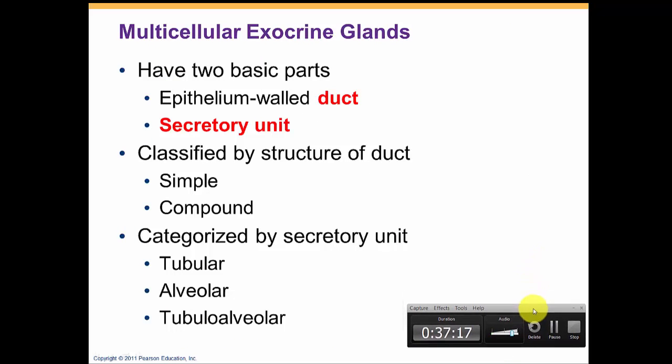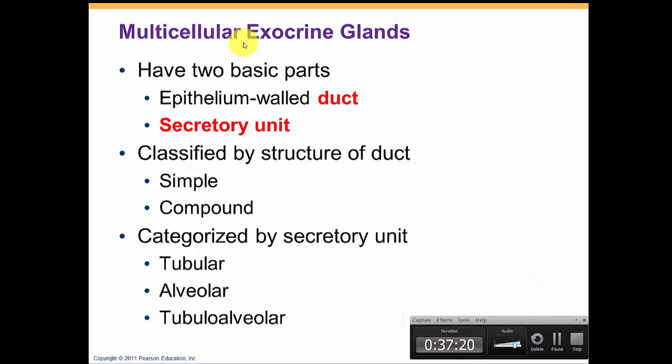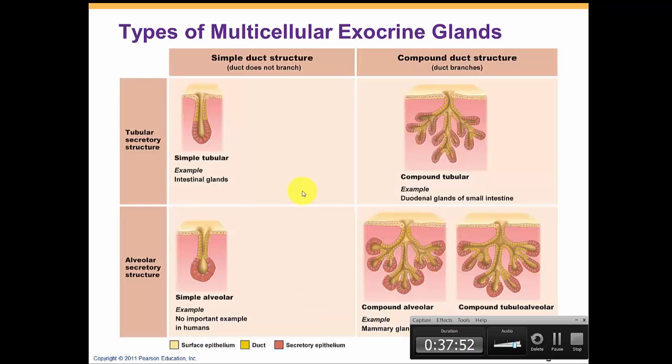The next type of cells are the multicellular glands, exocrine glands, and these ones are much more complicated. They have ducts and they have secretory units, and we can either classify them based on their ducts into simple or compound, and based on their secretory unit into either tubular, alveolar, or tubulo-alveolar. Let's see how this looks.